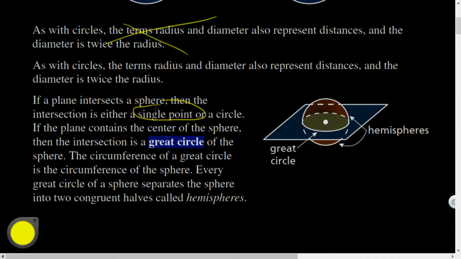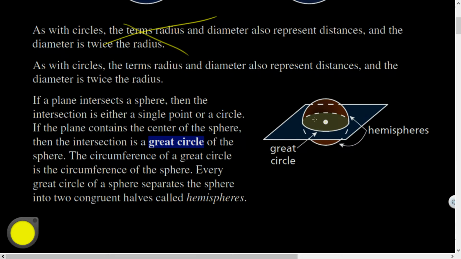Yes, a sphere can have a plane that is tangent to it, touching at exactly one point. So it is possible for a plane to intersect a sphere at a single point, and if it hits more than that, its intersection will be a circle. If it passes through the center, then it will be called a great circle. That's the largest circle intersection possible between a plane and a sphere. The circumference of the great circle is referred to as the circumference of the sphere.